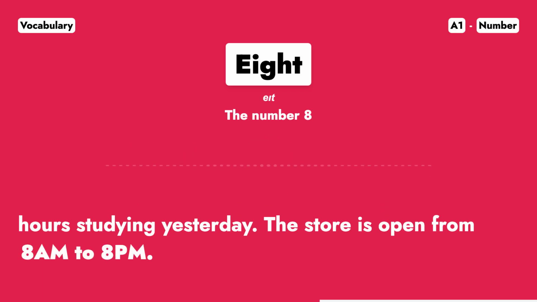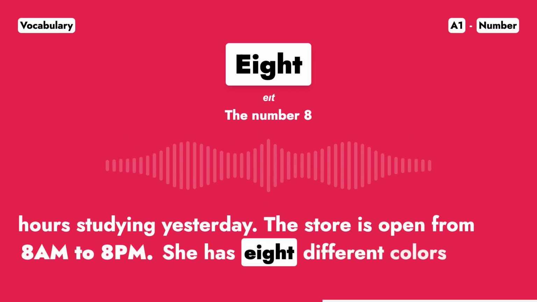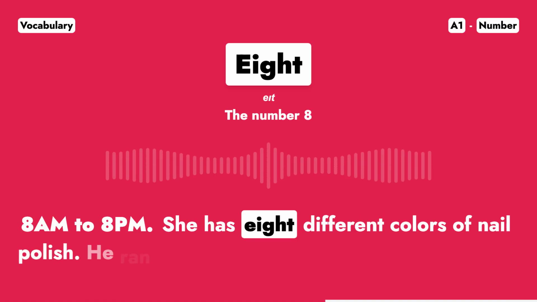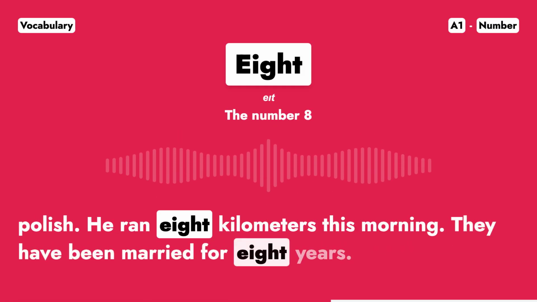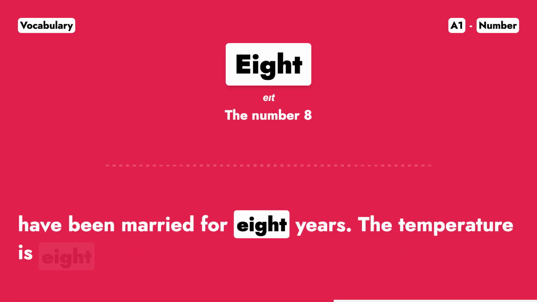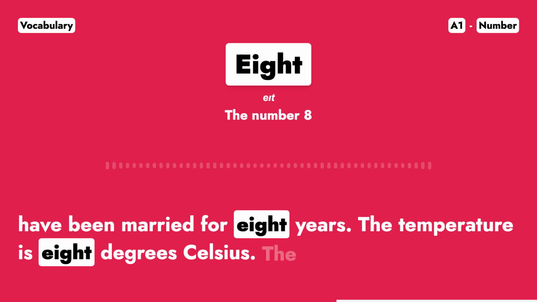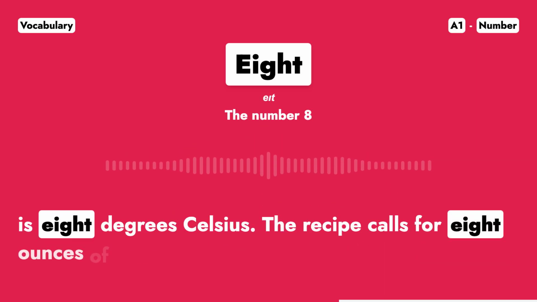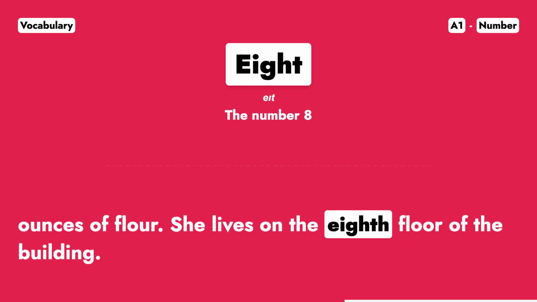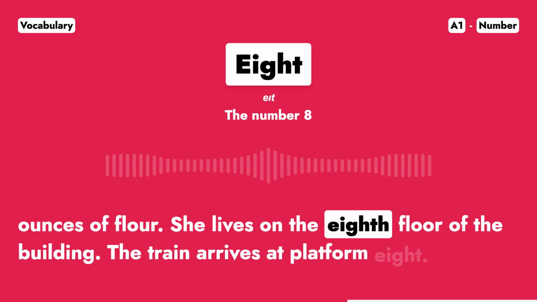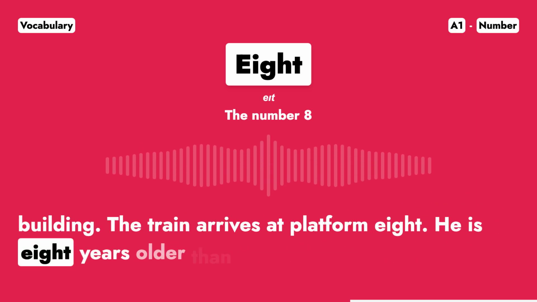to 8 p.m. She has 8 different colors of nail polish. He ran 8 kilometers this morning. They have been married for 8 years. The temperature is 8 degrees Celsius. The recipe calls for 8 ounces of flour. She lives on the 8th floor of the building. The train arrives at platform 8. He is 8 years older than me.